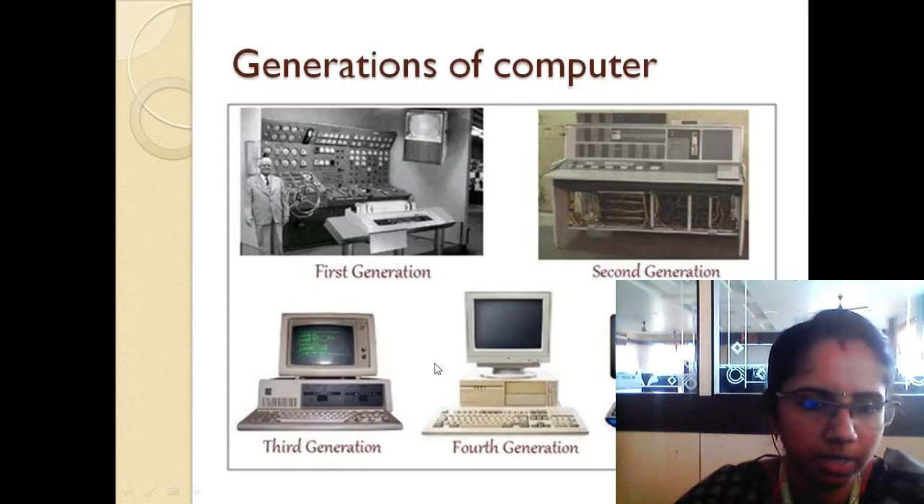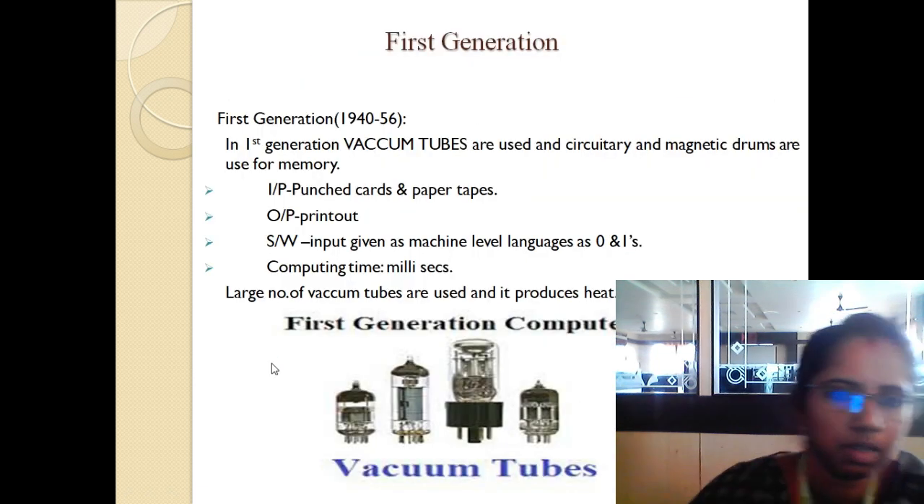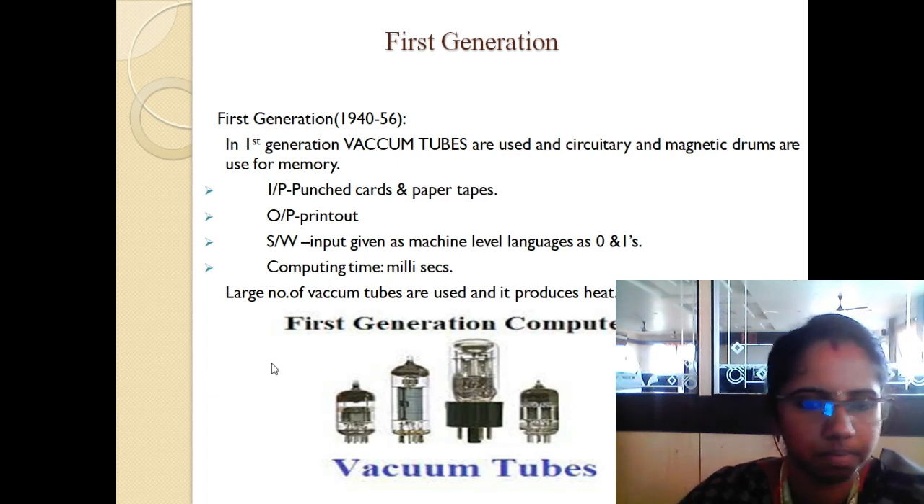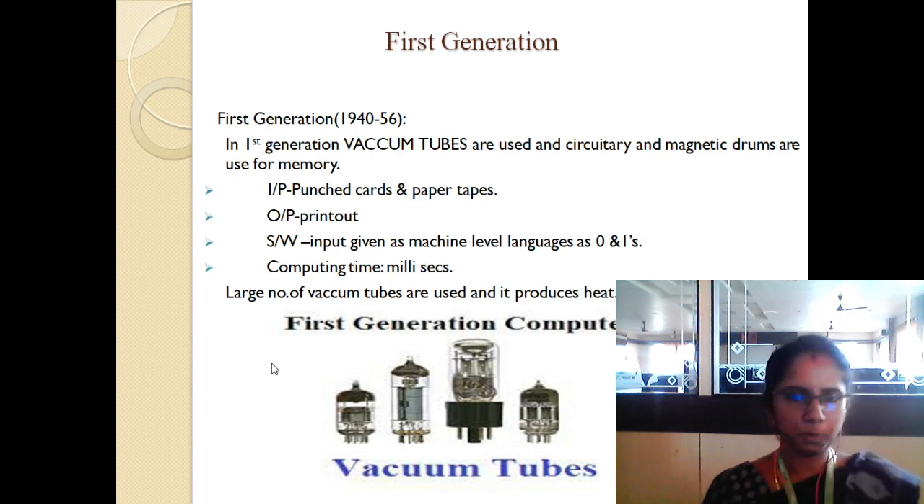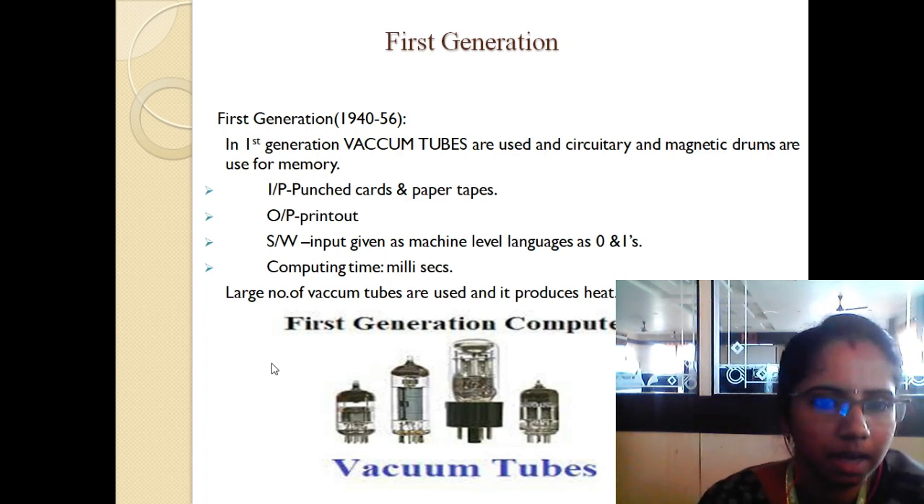Let us discuss the generations of computers. The first generation started in the years 1942 to 1956. In the first generation, vacuum tubes and circuitry were used, and magnetic drums were used for memory. The input and output devices were punch cards, paper tapes, and printouts. So these are the input and output devices of first generation computers.